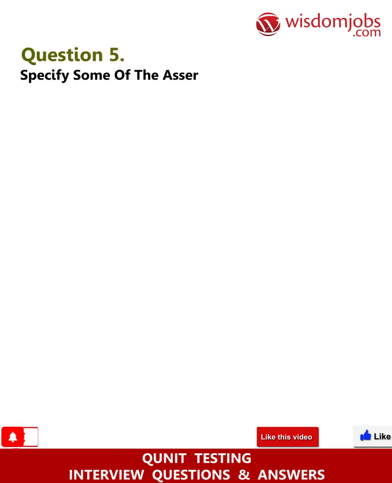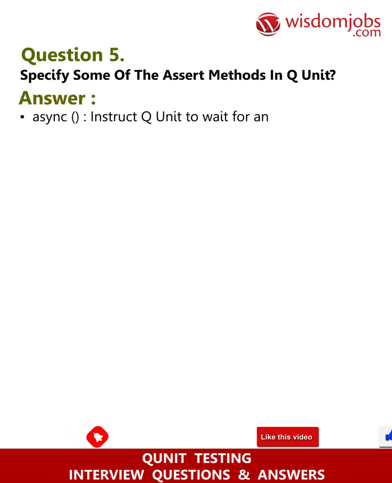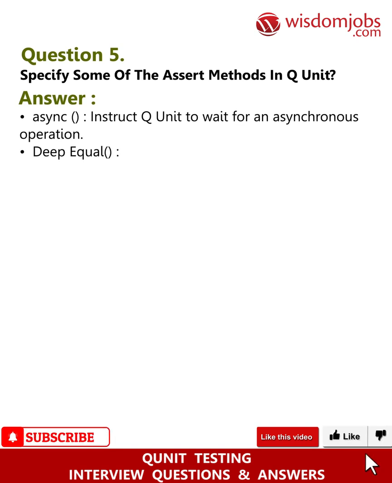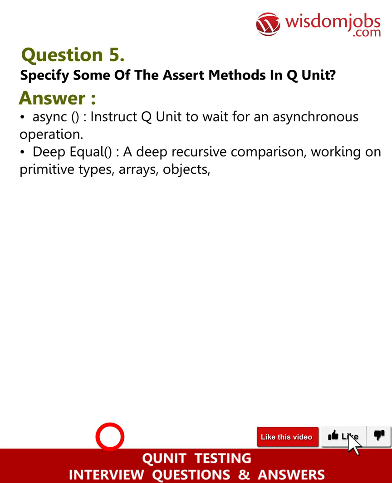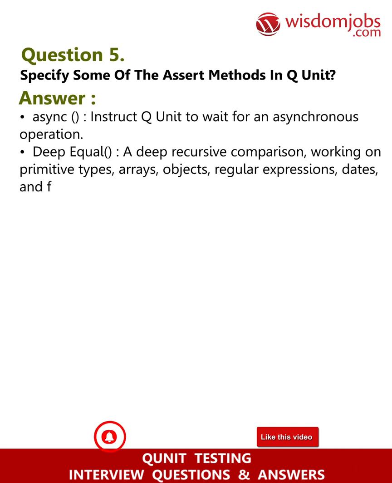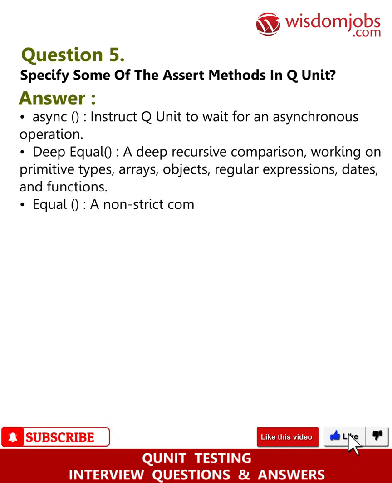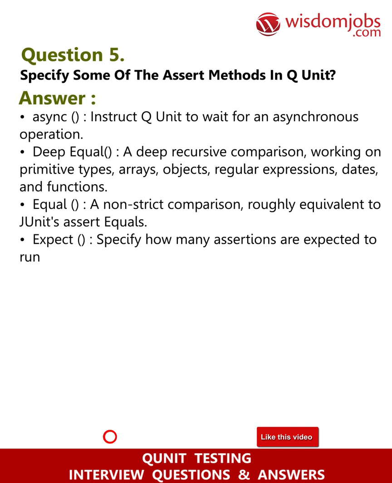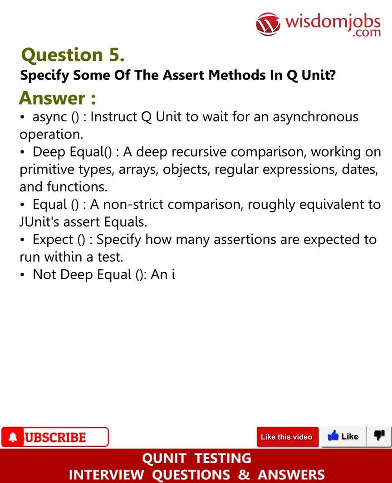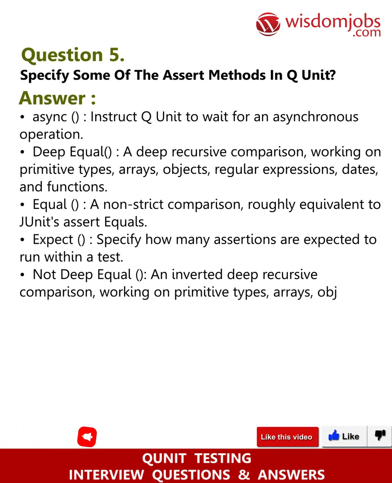Question 5. Specify some of the assert methods in QUnit. Answer. Async. Instruct QUnit to wait for an asynchronous operation. Deep equal. A deep recursive comparison working on primitive types, arrays, objects, regular expressions, dates, and functions. Equal. A non-strict comparison roughly equivalent to JUnit's assertEquals. Expect. Specify how many assertions are expected to run within a test. Not deep equal. An inverted deep recursive comparison working on primitive types, arrays, objects, regular expressions, dates, and functions.